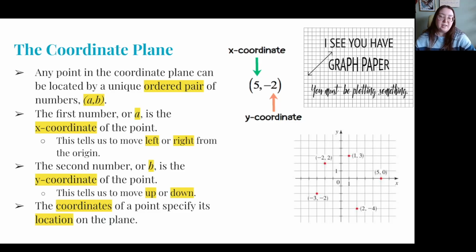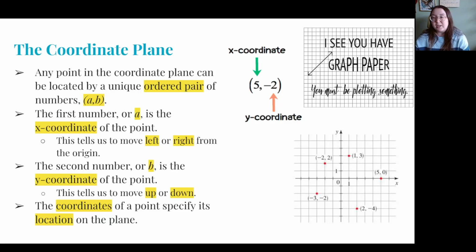Now, the coordinates of a point specify its location on a plane. So that's why we use coordinates. It specifies a location on a plane so you know exactly where to go or where something is located. So we have a picture of a graph here with many points on it. We see we have our x and y axes, 0 is in the middle at the origin, and every line goes by 1. So if we have the point 1, comma 3, we're going to go to the right by 1 because it's positive 1, and then we go up by 3 because it's positive 3.